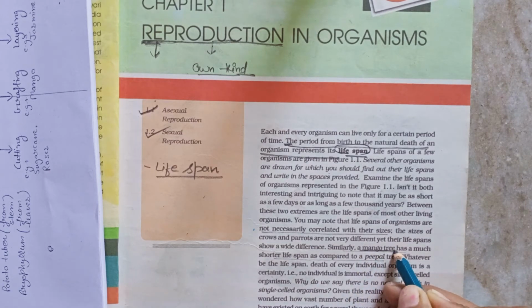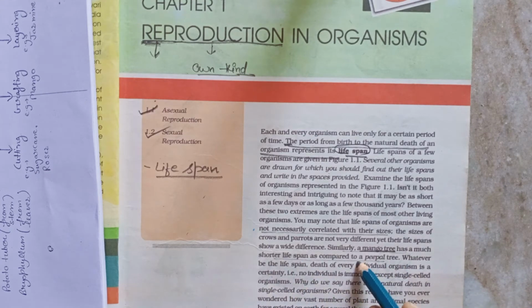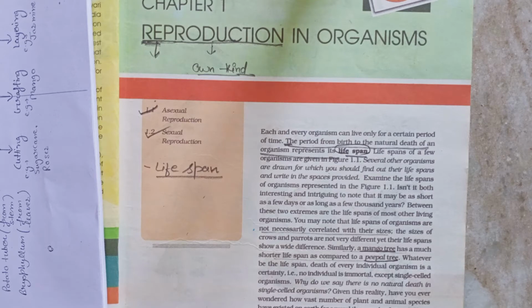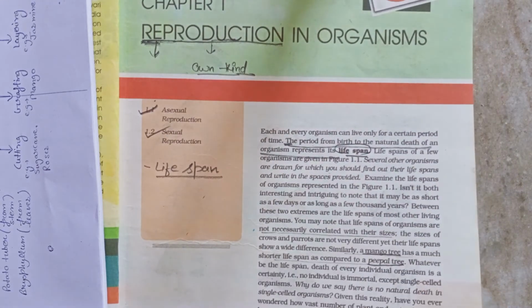यहाँ पे एक मैंगो ट्री का दे रखा है। Mango tree has a shorter lifespan as compared to peepal tree. यस, पीपल जिसकी हम पूजा करते हैं। हमारे हिंदू धर्म में पीपल को स्पिरिचुअल प्लांट, रिलीजियस पॉइंट ऑफ व्यू से उसकी पूजा की जाती है। So it has a long lifespan. Now we are going to discuss the lifespan of various organisms.